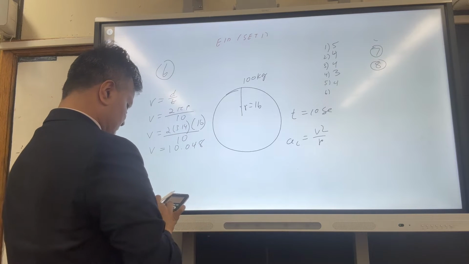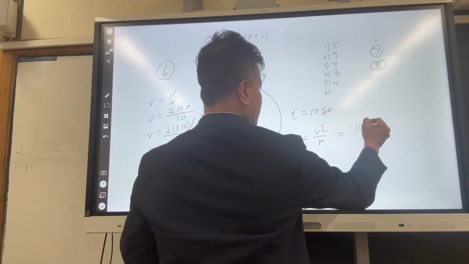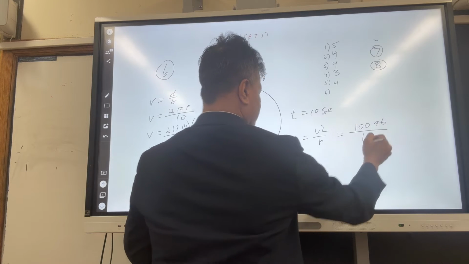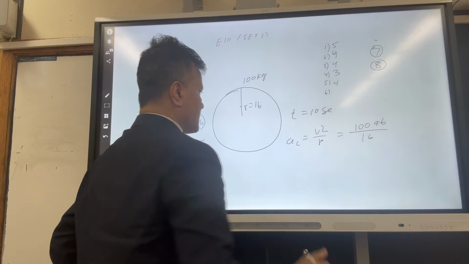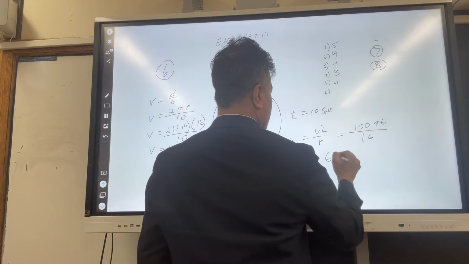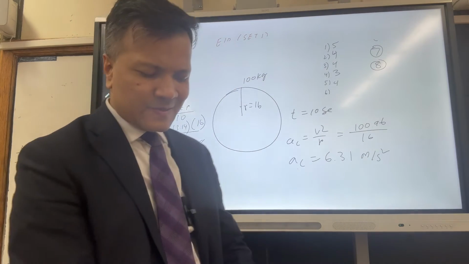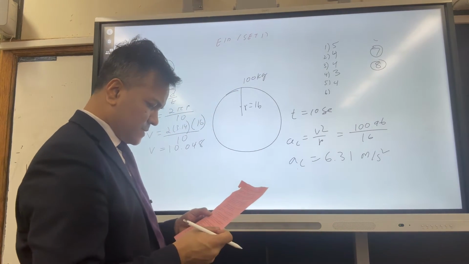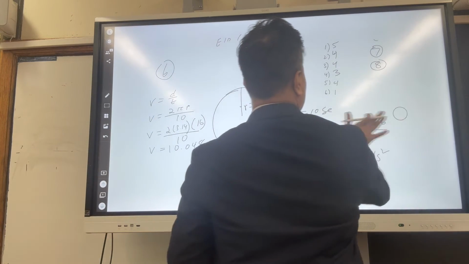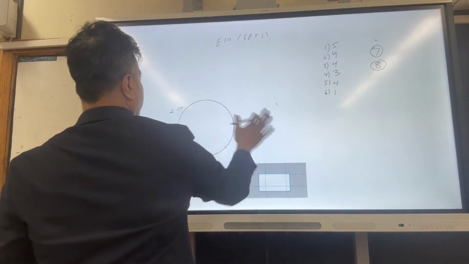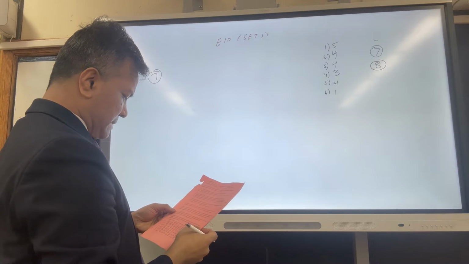Acceleration is v squared over r. So 100.96 divided by 16, that is 6.31. So 6.31 is the acceleration for problem number 6, and that is 1. So we're going to do problem 7. Problem 7 is the hockey.